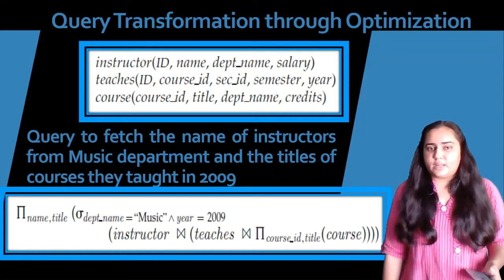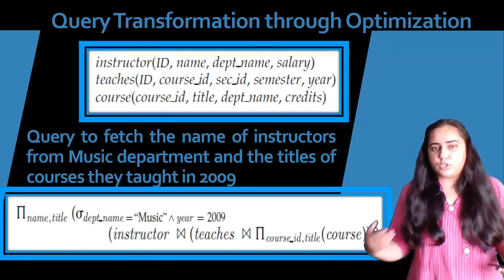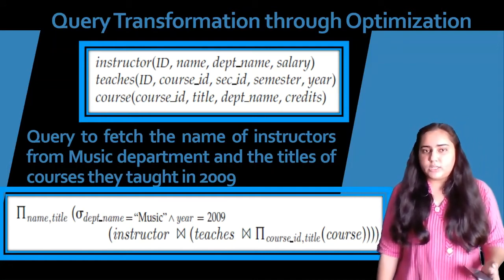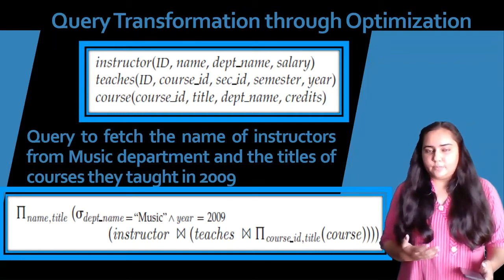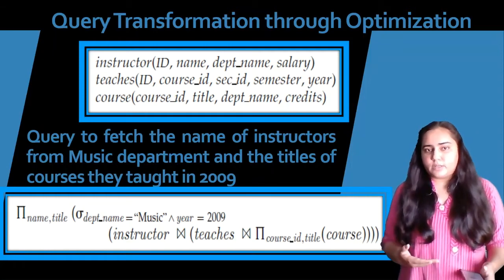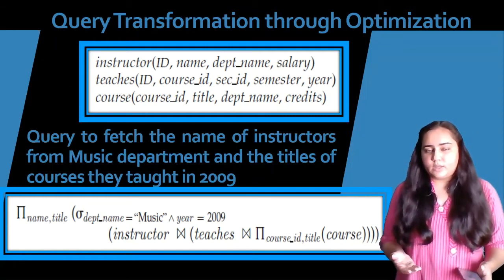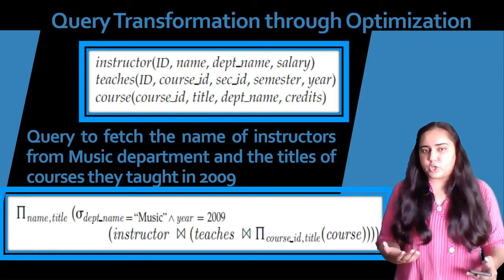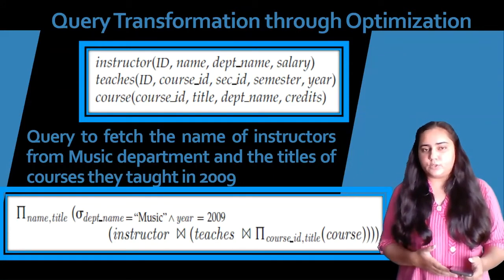And after doing that, I am doing a sigma condition. In the sigma condition, I'm mentioning the two conditions that are given. One is that the year should be 2009. And the second condition is that the department name should be music. Those two conditions have been applied with the and conjunction operation between the two.